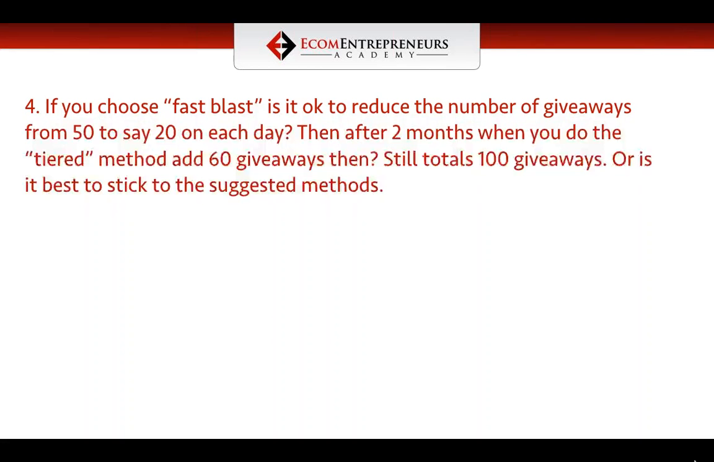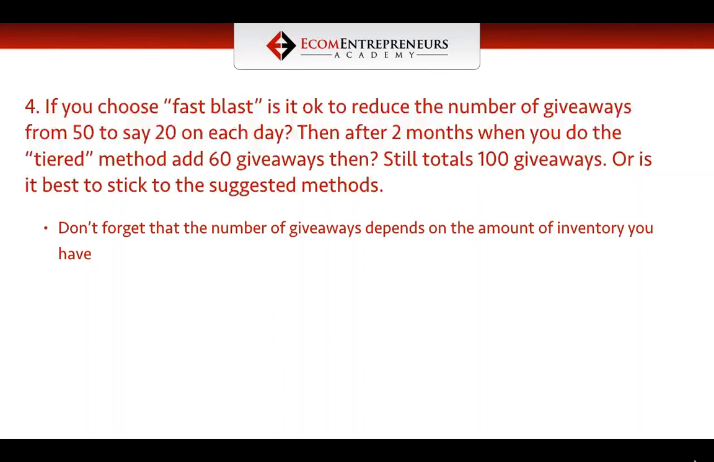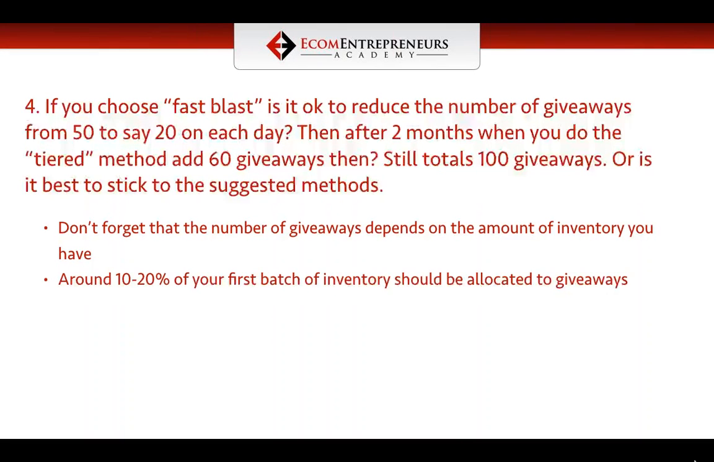So if I had 100 total to give away and I just did 40 for my launch, which is 20 and 20 on days 1 and 4, and I had 60 left, I can do those later after 2 months. It still totals 100 giveaways, or is it best to stick to the suggested methods? Before I answer, the number of giveaways depends on the amount of inventory you have. Around 10 to 20% of your first batch of inventory should be allocated to giveaways. If that 10 to 20% is 100 giveaways, then that's fine. If not, you want to adjust based on the percentages.